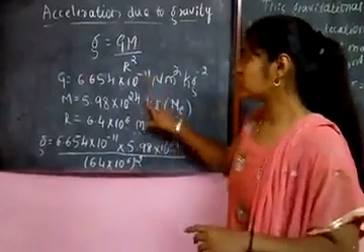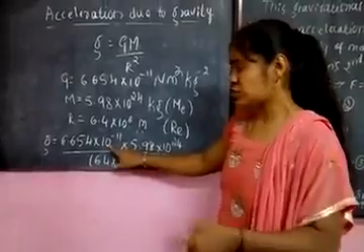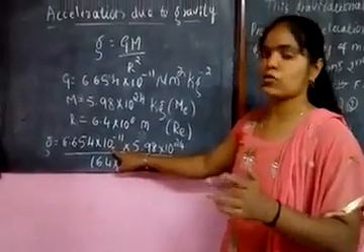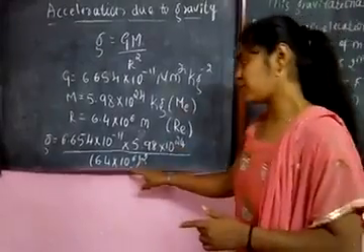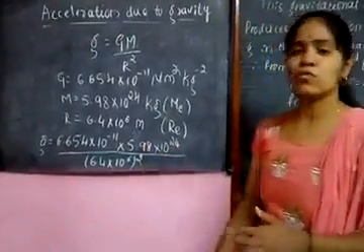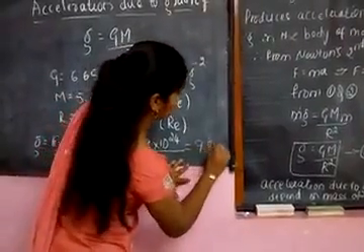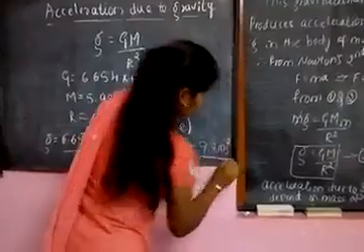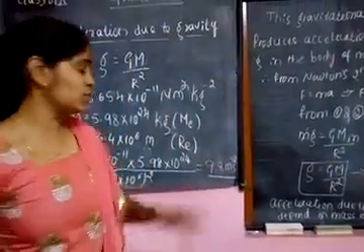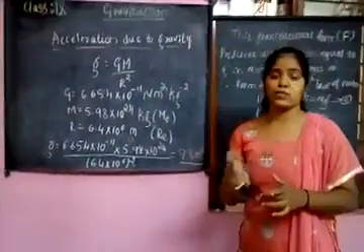We have to put these values in this equation. So I have written here the universal gravitation constant, the mass of the earth and the radius of the earth. By cancelling we will get the value, which equals 9.8 meter per second square. You should mention the unit, otherwise the answer will be wrong.